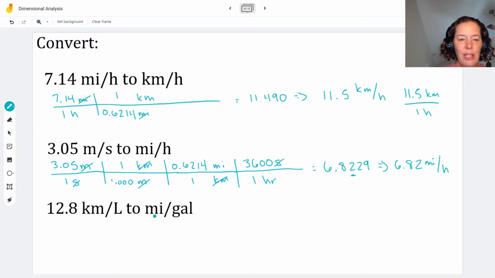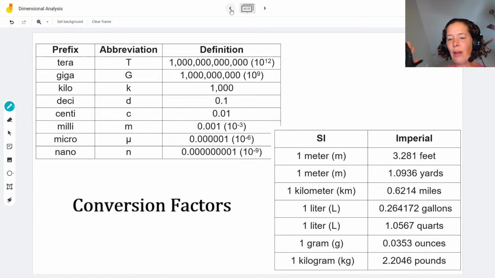Okay, now we're going to fuel efficiency. We've got kilometers per liter and we need to convert to miles per gallon. So again, we need to convert a numerator and we need to convert a denominator. It doesn't matter which one you convert first. Like I said, I tend to convert the numerator first, but it doesn't matter. Okay, so kilometers to miles. Well, at least this is a 1-step conversion. I know I've got that. Here it is, kilometers to miles.